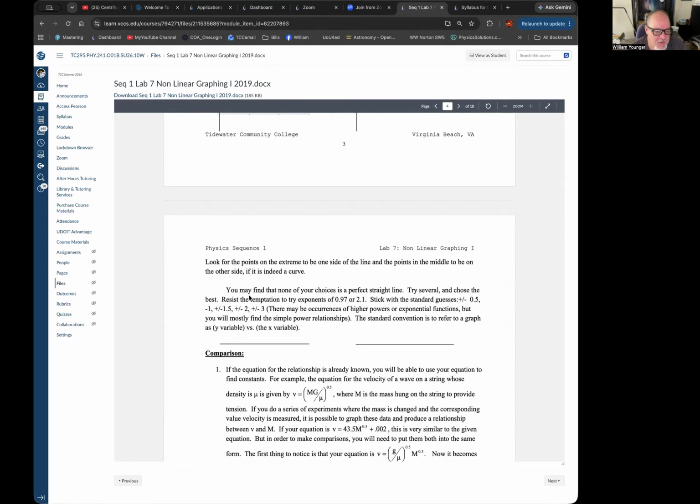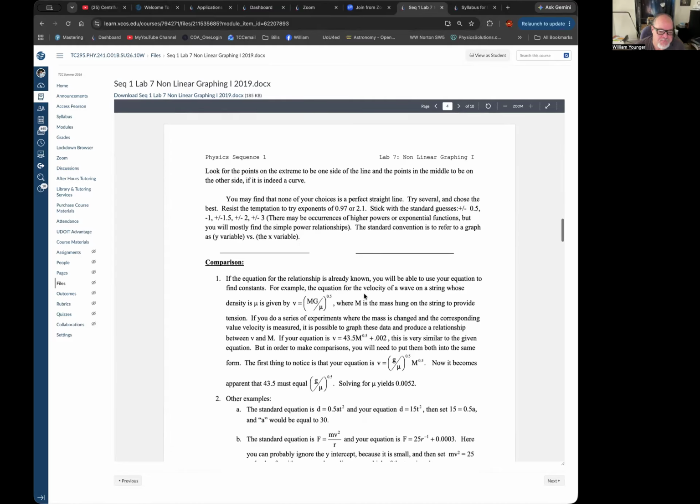All right, as they tell you, these are the examples. The standard convention is to refer to graphs as y variable versus x variable. So when I say y versus x, that literally means the first word in that structure is the vertical axis, and the second word, after the "versus," is the horizontal axis, or what we call the independent variable. The y values, or the vertical axis, is always the dependent variable.